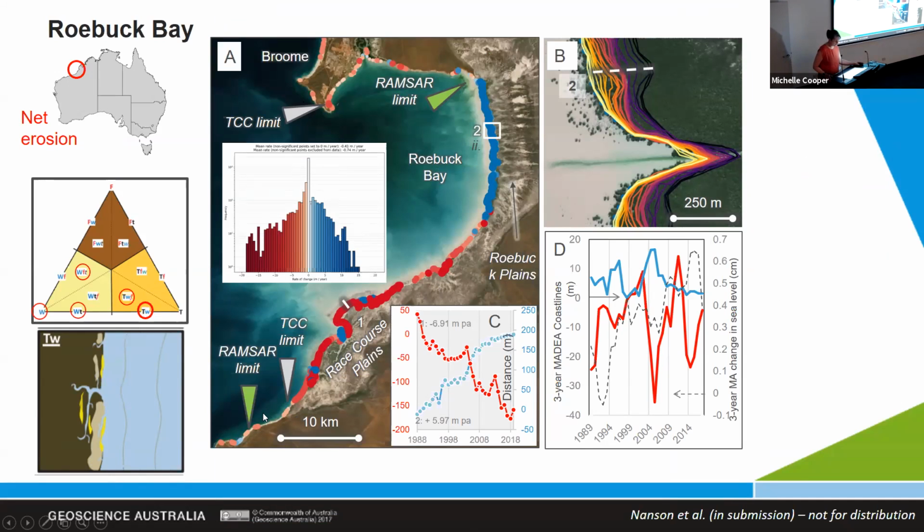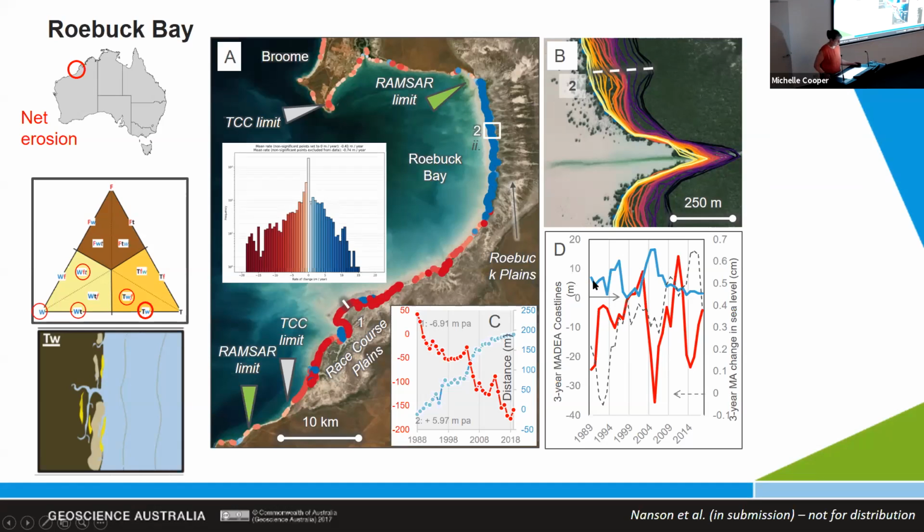This red shoreline here, Racecourse Plains, is comprised of clastic material, and this has been eroding at very fast rates. Whereas within Roebuck Bay, the protected section of Roebuck Bay, you have a mangrove fronted shoreline, and it's been prograding at almost exactly the same rate. So the erosion has been happening at nearly 7 metres per annum, while the progradation has been occurring at about 6 metres per annum.